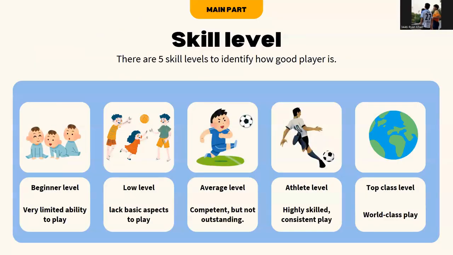Next is the skill level. There are five skill levels to identify how good the player is. There's the beginner level, which is not that great, but limited, and they can still win. Then there's the low level, where they lack the basic aspects to play, but they're all right. Then we have the average, who are competent, but not that great. Then we have the athlete level, who are highly skilled and consistently playing their sport. And the next is the top class level, where they're practically the best in their sport.